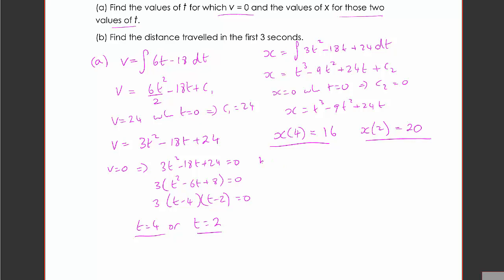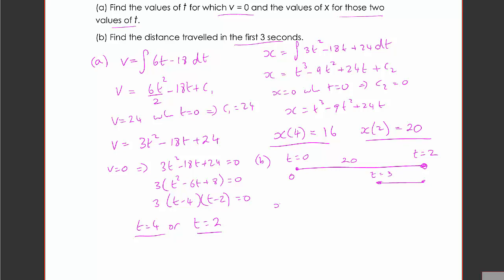And in part B, we want to find the distance travelled in the first 3 seconds. Well, we know that the thing was at the origin when t is equal to 0. And when t equals 2 is the first time it stops, it's over here. And then in 3 seconds, well, x of 4 is 16, so it suggests that we're coming back a bit down here for when t equals 3.